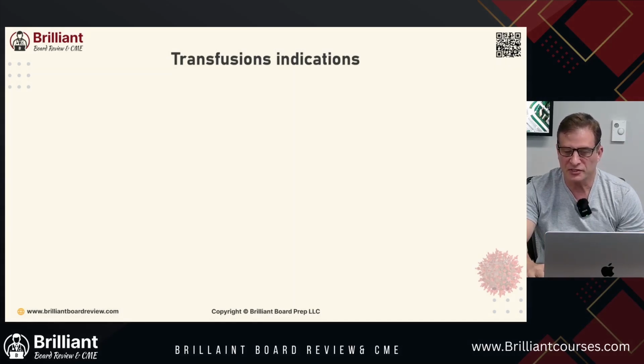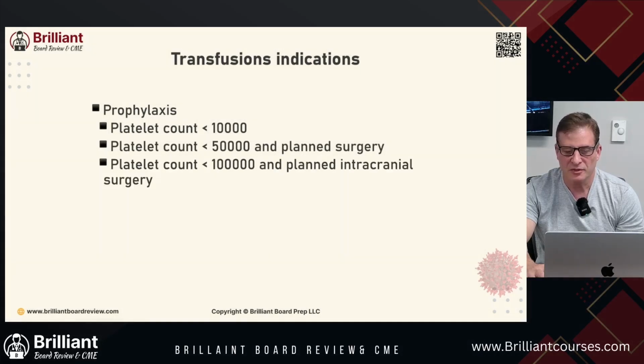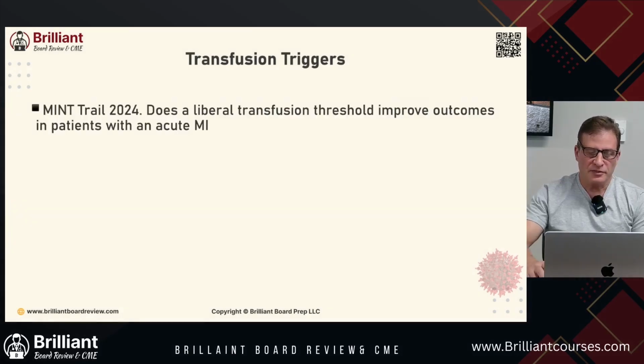Transfusion indications continued. Prophylaxis: if we have a platelet count less than 10,000, we may want to consider transfusing, even without an active bleed. Platelet count less than 50,000 in planned surgery, and 100,000 in planned intracranial surgery. Let's talk about the transfusion triggers.